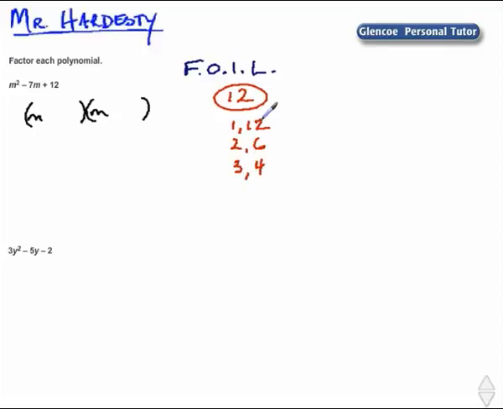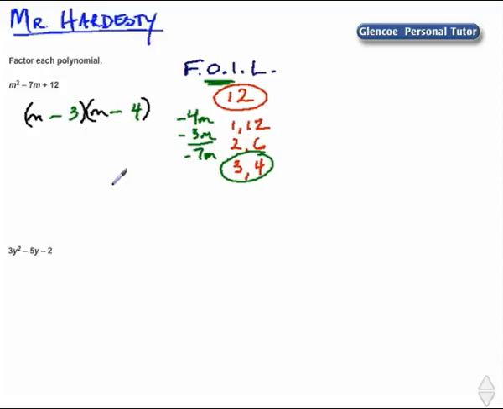To help guide us, we'll now take a look at that middle term and the coefficient on m, negative 7. When I look at my pairs of factors and I have seen that 7, I really like 3 and 4. Let's try it. 3 times 4 is 12. When we do outer and inner together, we have to get negative 7 in the middle. Outer is 4m, inner is 3m. Together, that's 7m. Make those negative, negative 4 and negative 3 is negative 7.